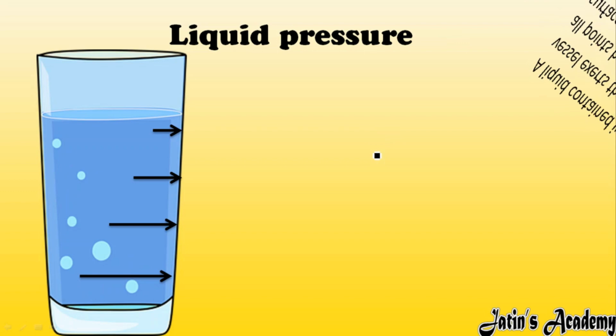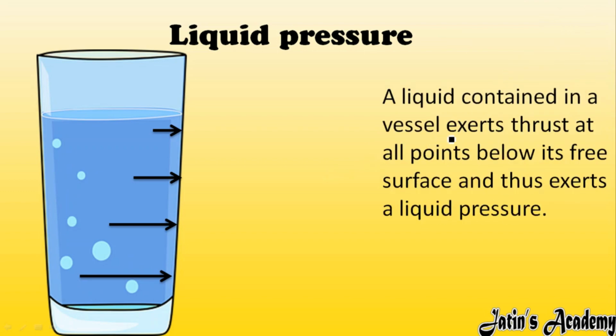So see the definition of liquid pressure. A liquid contained in a vessel exerts thrust at all points. So whenever liquid is contained in any vessel, that liquid is also going to exert force at each and every point below the free surface. This is the free surface of water, meaning above this no water is there, below this only water is there. So below the free surface, each and every particle of the liquid is exerting pressure on the walls of the container, and this pressure exerted on the walls of the container is known as liquid pressure.